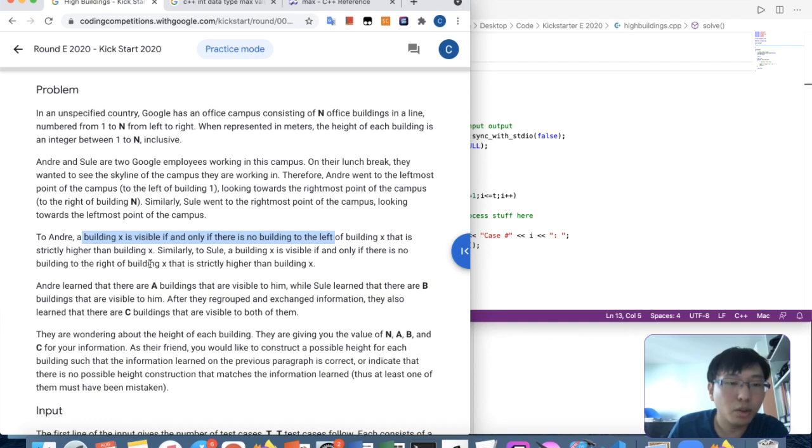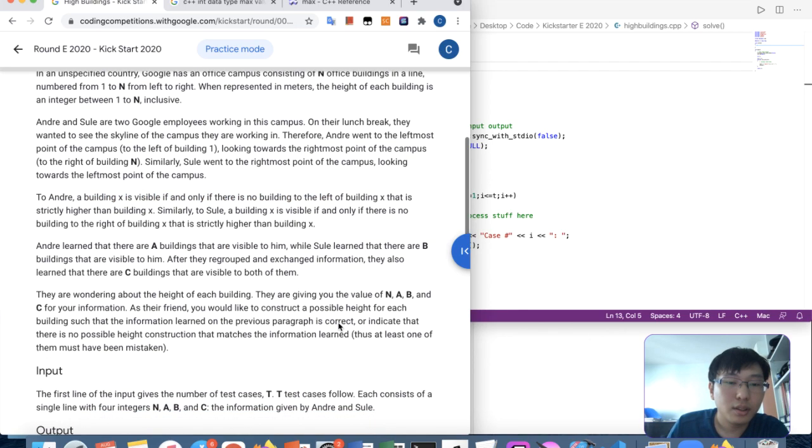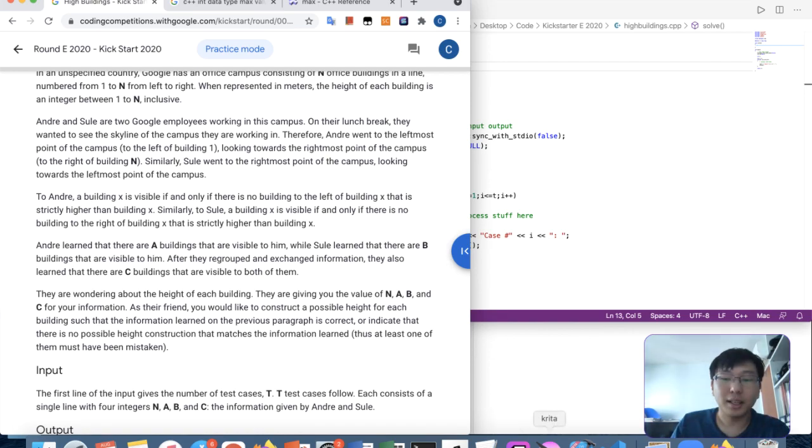Okay, Andre looks from the left to the right. Okay, and then okay, I get the problem. Andre is on the left here and looking to the right. Sue is on the right, looking to the left. And if any building is higher than the building that they want to look at, it will be blocked.